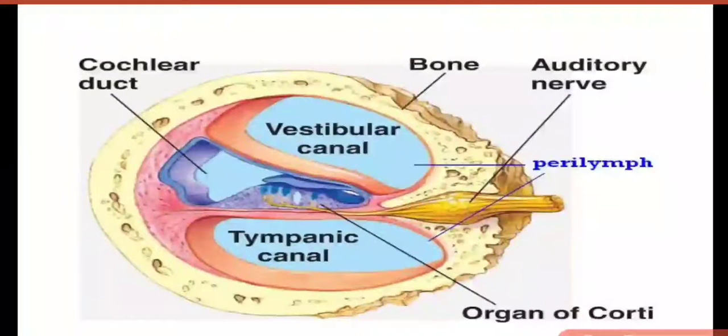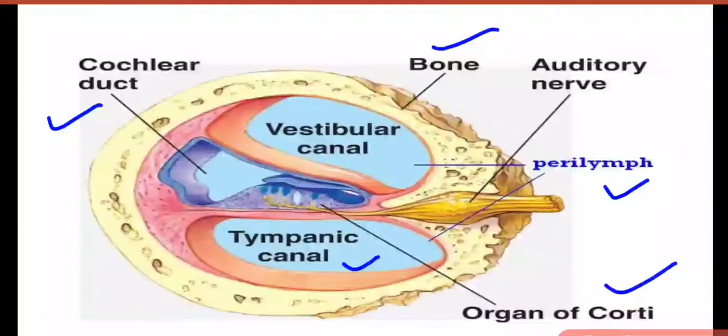Here in this diagram again the cochlear duct is shown to you. This bony labyrinth is shown. The upper part is the vestibular canal, the lower part is the tympanic canal. This bony labyrinth, that is vestibular canal and tympanic canal, is filled with a fluid known as perilymph, whereas scala media, which is the cochlear duct, has the organ of Corti in it.